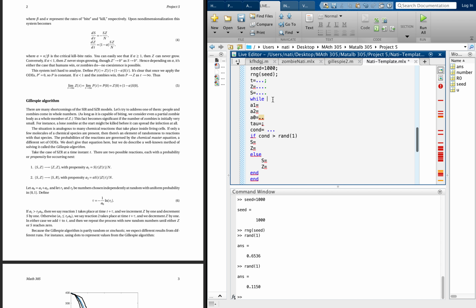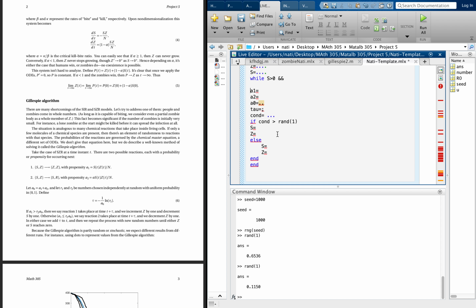Remember that for a while loop, you need a condition. The conditions in this case are either S or Z being 0. So basically, we can say while S is bigger than 0, right? And if you want to add a second condition, you just have to add the and sign twice and then write your second condition, which is S bigger than 0 and Z bigger than 0. You want this to run as long as both populations still have someone. Then when either of them becomes 0, the simulation stops. That's what a while loop does, right?